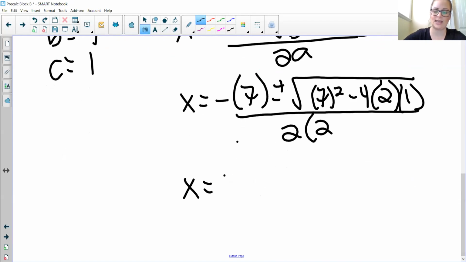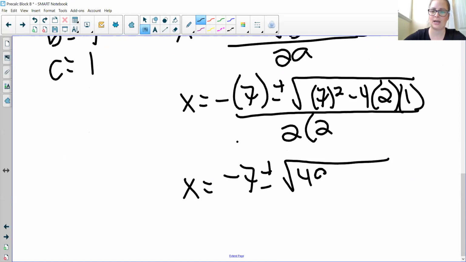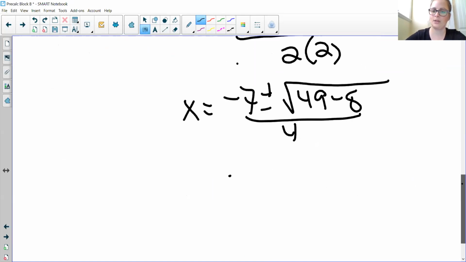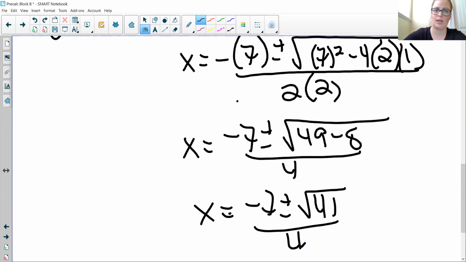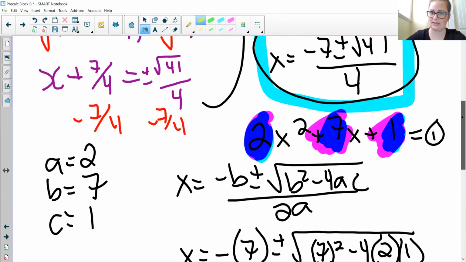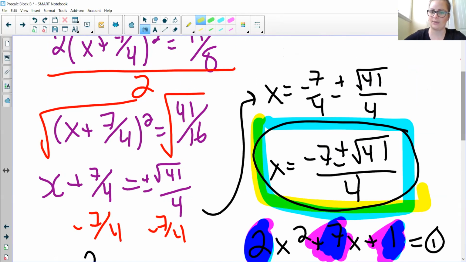So x equals negative 7 plus or minus the square root of 49 minus 8 over 4. So that means x equals negative 7 plus or minus the square root of 41 over 4. And I'd like you to just have a pause and recognize the awesomeness that this is exactly the same thing as we got up here doing that longer method. And all we had to do was substitute the values in the correct place.